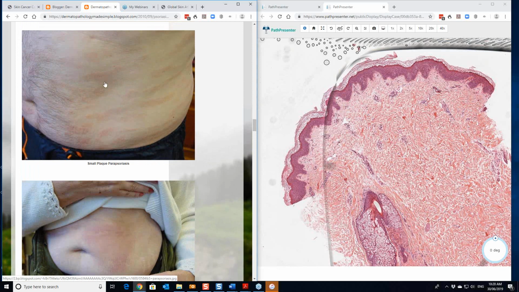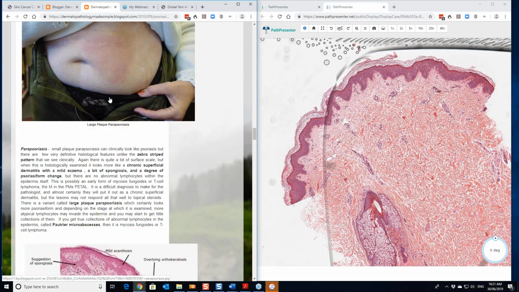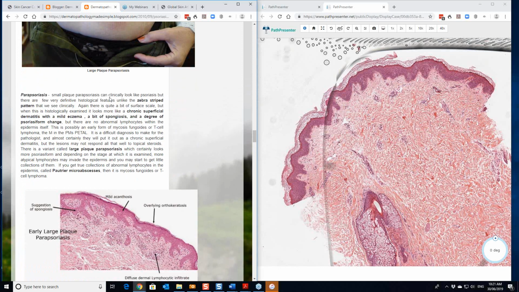So it's easier to make the diagnosis of early mycosis fungoides or parapsoriasis like this as a clinical diagnosis than it is as a histological diagnosis.